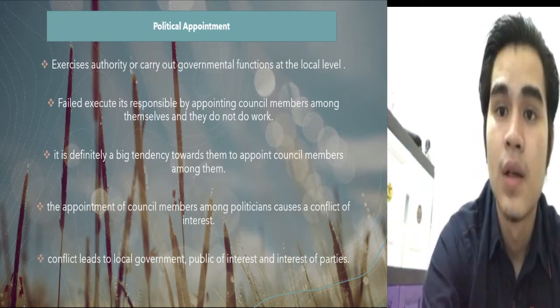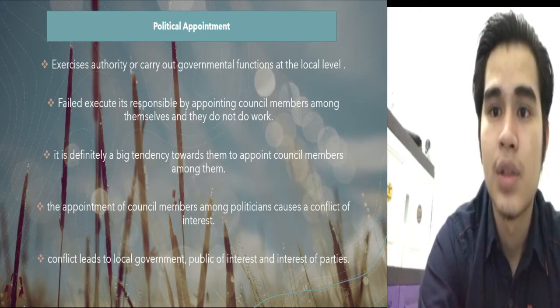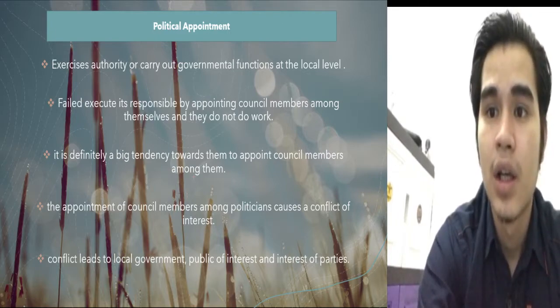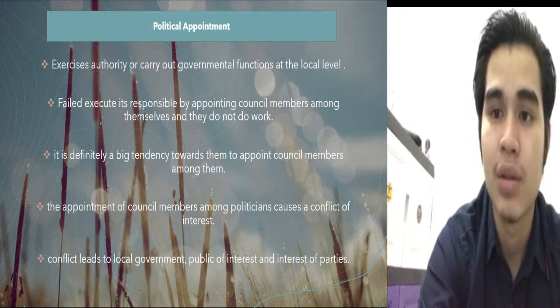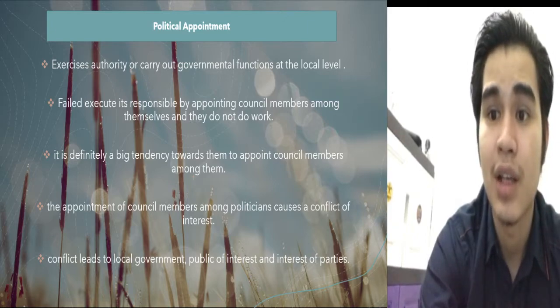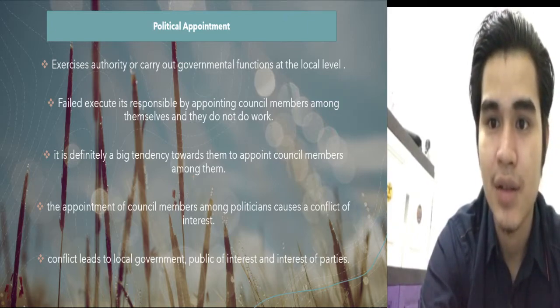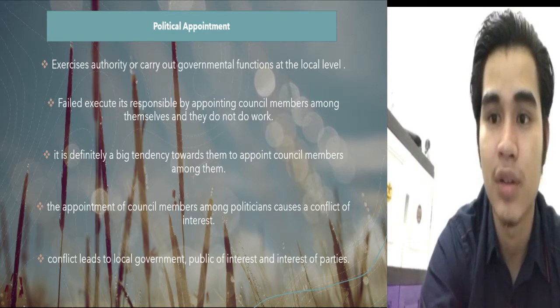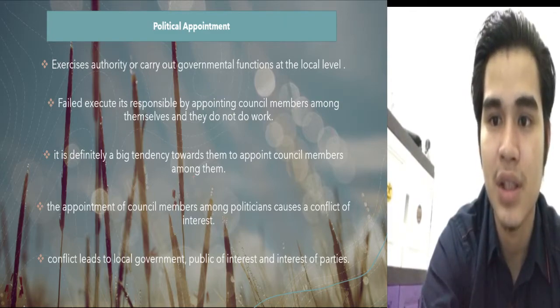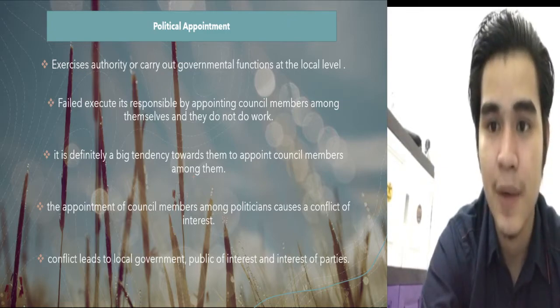Moving to the next one, there will be a conflict of interest, where the will of the people or the will of the party can also be concluded to lead to a conflict between the local government's public interest and the interest of parties. Such conflicts are not necessarily harmful, as they can serve to ensure that in arriving at any policy or course of action, the interests and concerns of all regions are taken into consideration and addressed.